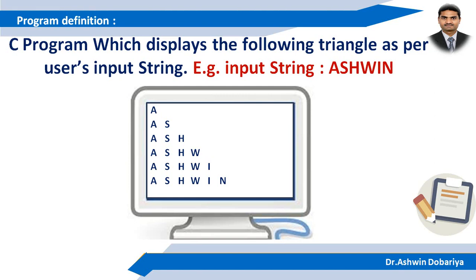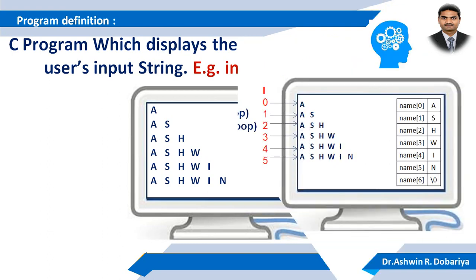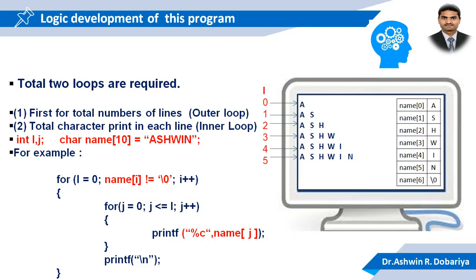As per the definition, we have to input any string. As you know, it's a collection of characters, and it's a general program. We will discuss a general program because there is no limit that you have to enter a string of only 5 or 6 characters. According to the number of characters, it will display the left aligned triangle. So let's start thinking about the logic of this program.